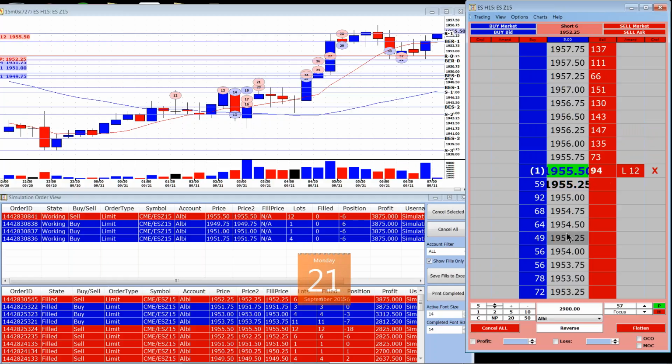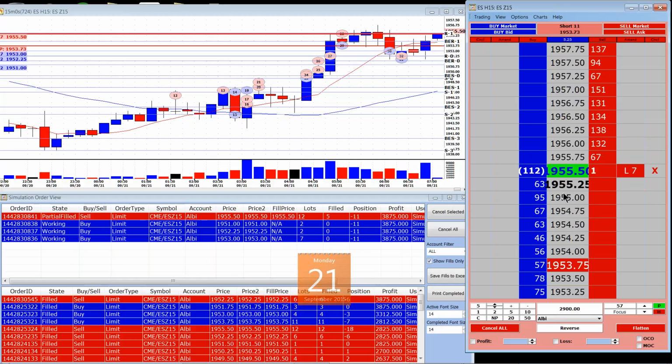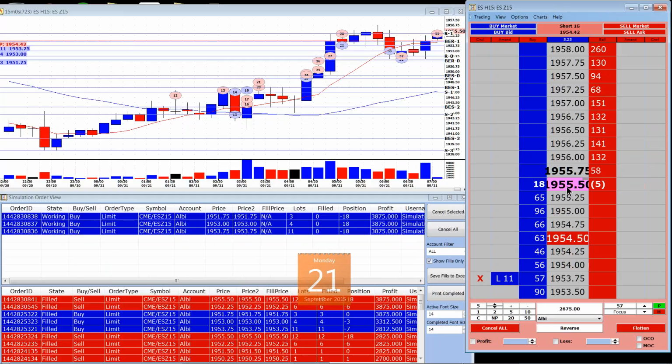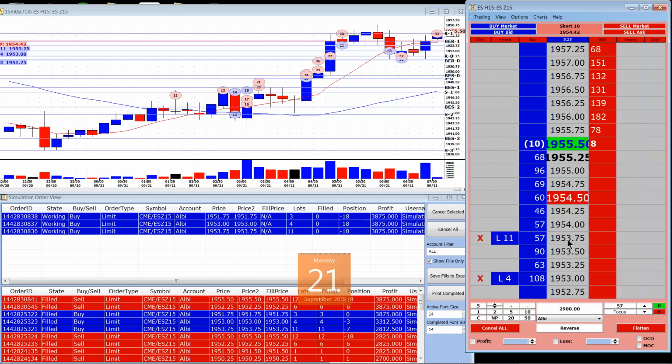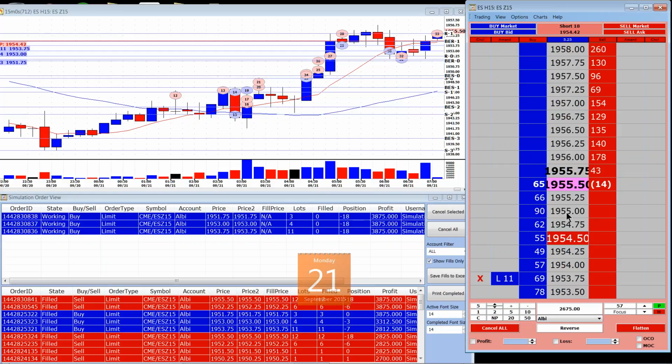If you have 6 contracts like we have, you see that some of the orders were taken. It was taken at different levels. The software moved its average price up a little bit because that became the new average price. And then new targets were set.